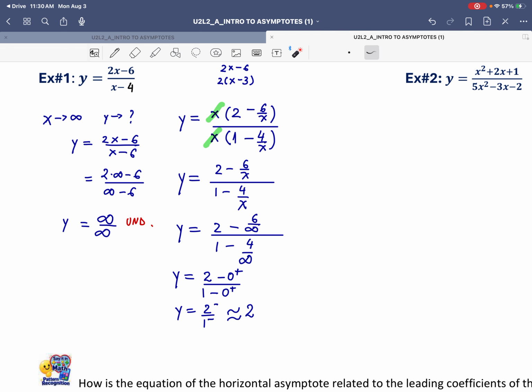So we're going to say that the values of the function as x approaches infinity will approach a positive 2. Therefore, we're going to say that the horizontal asymptote will be at y equals 2. Now, just like we evaluated or estimated the value of y here as x approaches infinity, we can do the same thing when x approaches negative infinity.